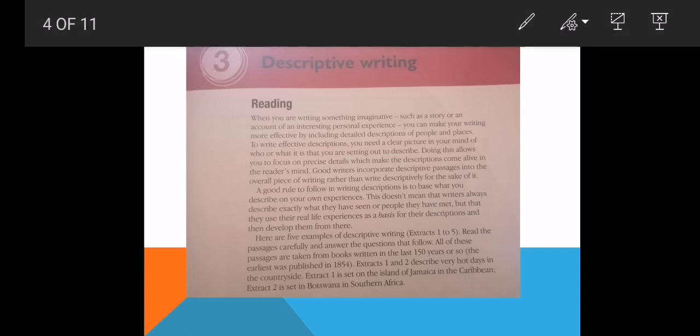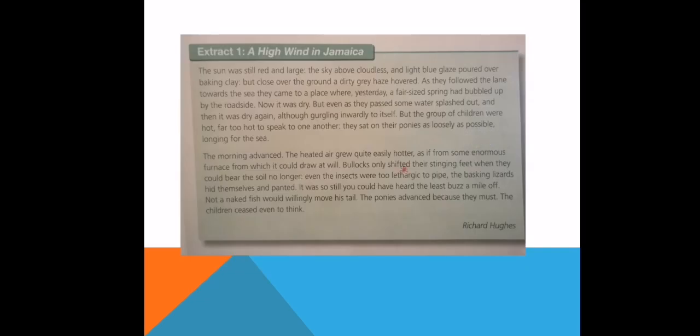Extracts 1 and 2 describe very hot days in the countryside. Extract 1 is set on the island of Jamaica in the Caribbean. Extract 2 is set in Botswana and southern Africa. And with that said, I'm going to go ahead and flip to the next slide where I have my text. You can open up your books. I'll read it over once, and then we'll go line by line and go over each description.